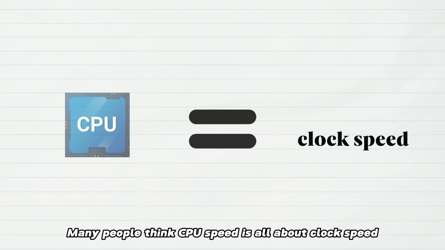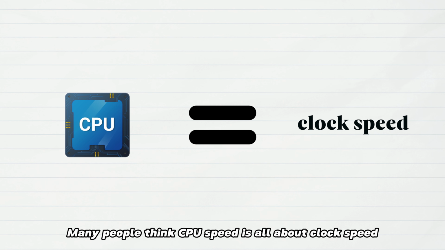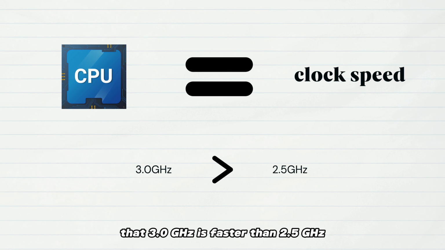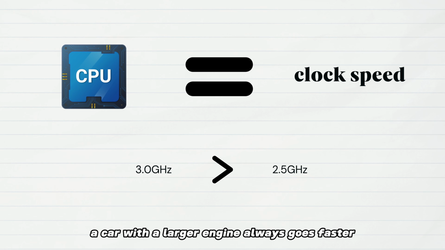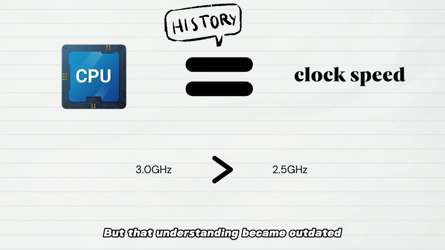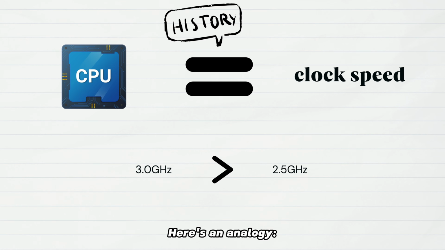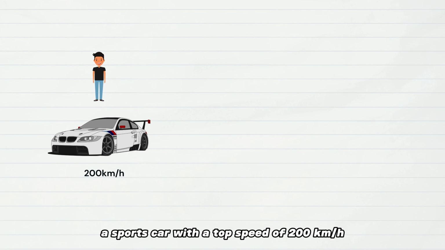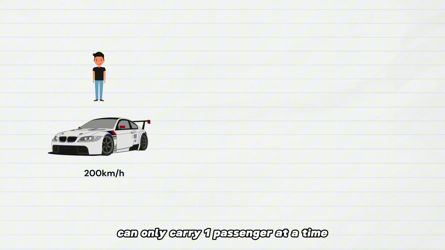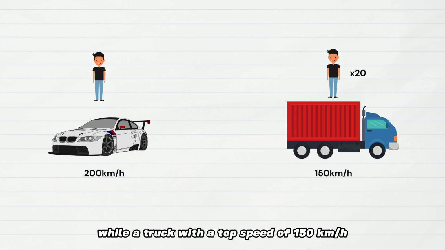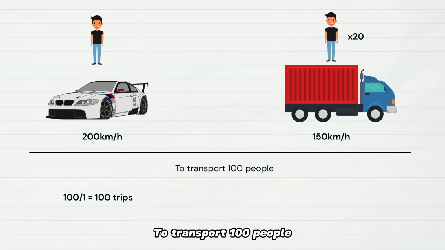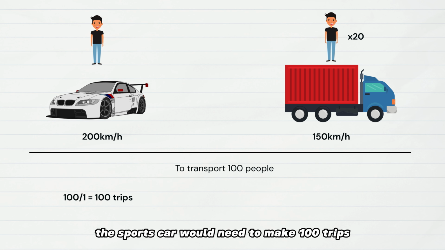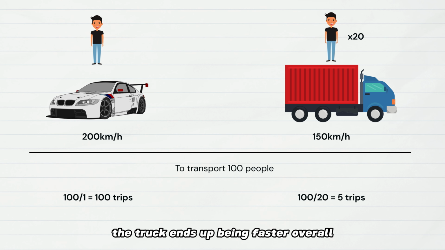Many people think CPU speed is all about clock speed, that 3.0 GHz is faster than 2.5 GHz, much like assuming a car with a larger engine always goes faster. But that understanding became outdated over a decade ago. Here's an analogy. A sports car with a top speed of 200 km per hour can only carry one passenger at a time, while a truck with a top speed of 150 km per hour can carry 20 people. To transport 100 people, the sports car would need to make 100 trips. While the truck only needs 5 trips, the truck ends up being faster overall. It's the same with CPUs.